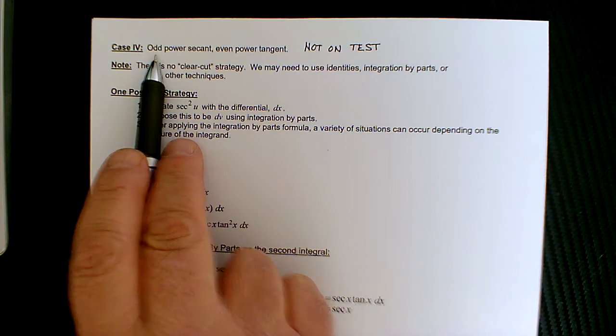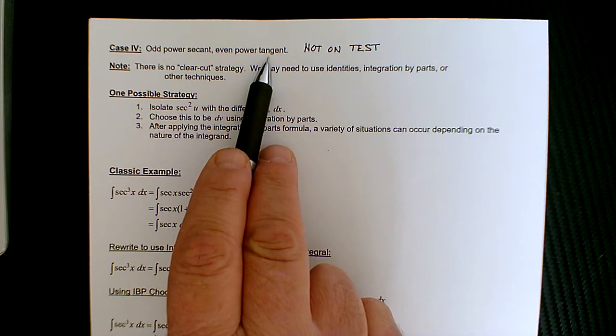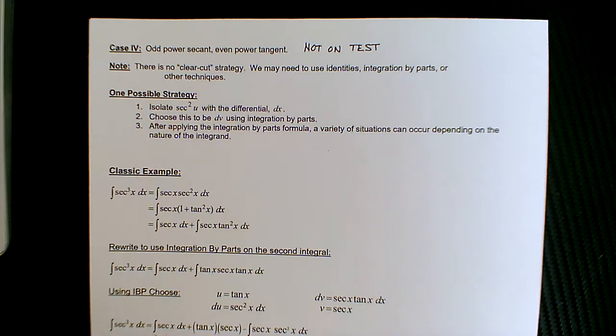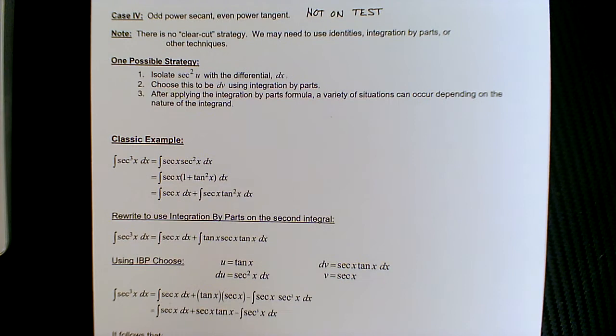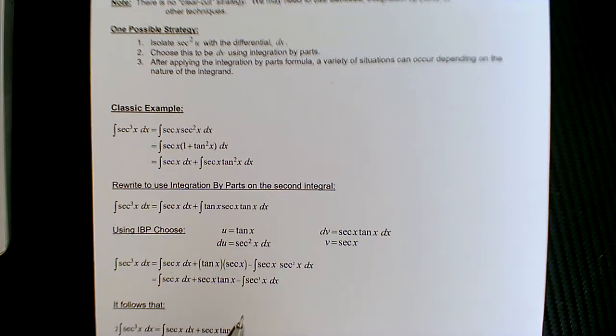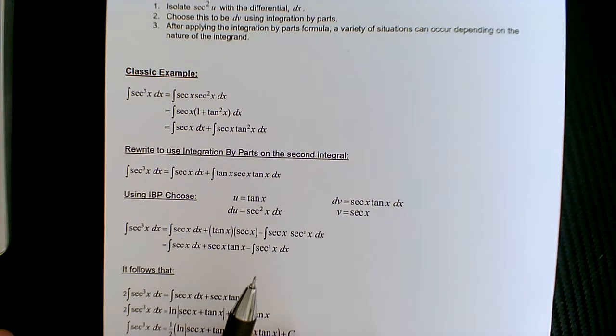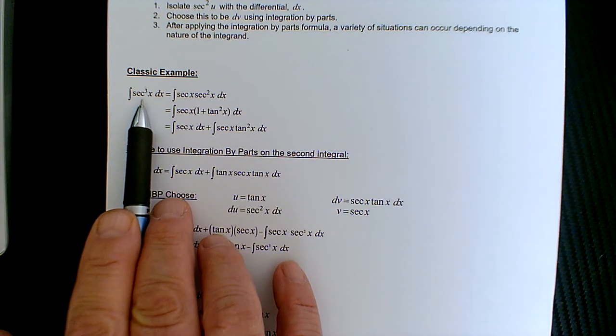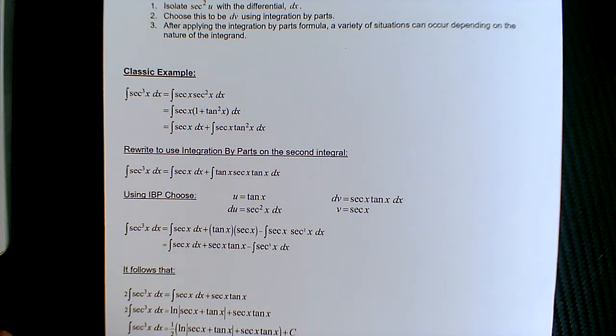For this situation where you have an odd power secant and an even tangent, there's really no clear-cut strategy, as I've mentioned there. I have some suggestions as to what to do, and worked out a classic example, and I typed it up so that we'll just go through this rather quickly. But again, this is a classic, secant cubed. Hopefully, if you ever encounter this in the future, maybe laminate this sheet of paper and put it in a safe place. And if you ever encounter a secant cubed, make sure you realize this is a special case.